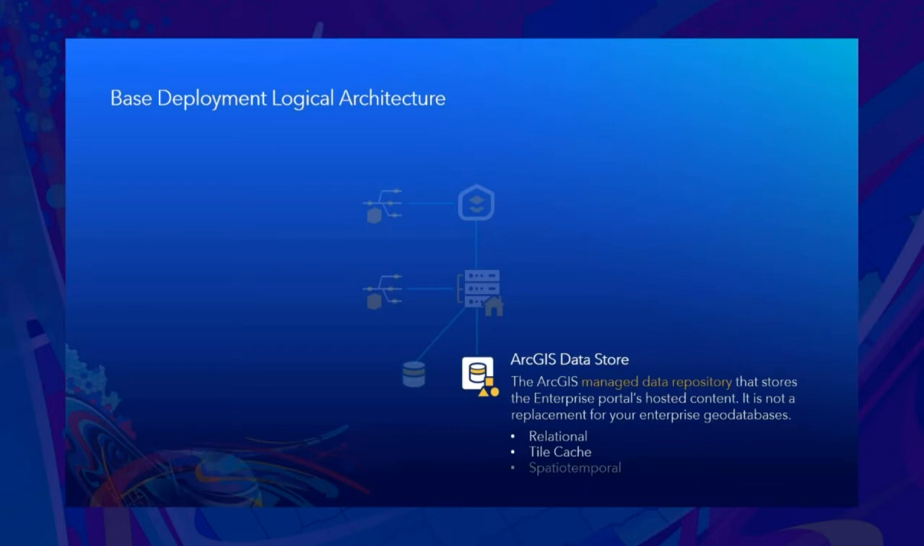It comes in three flavors: the relational and tile cache, which are a part of the base deployment. The relational will help us to support hosted services. Tile cache, those scene services or 3D services. And then there's also the spatiotemporal, which is not part of the base deployment, but that will help us with big data workflows. It will be used in conjunction with GeoEvent and GeoAnalytics Server, which we'll touch on a bit later in the presentation.